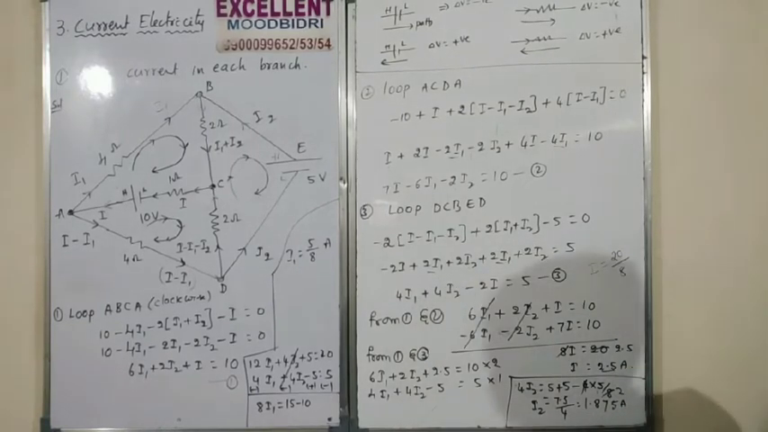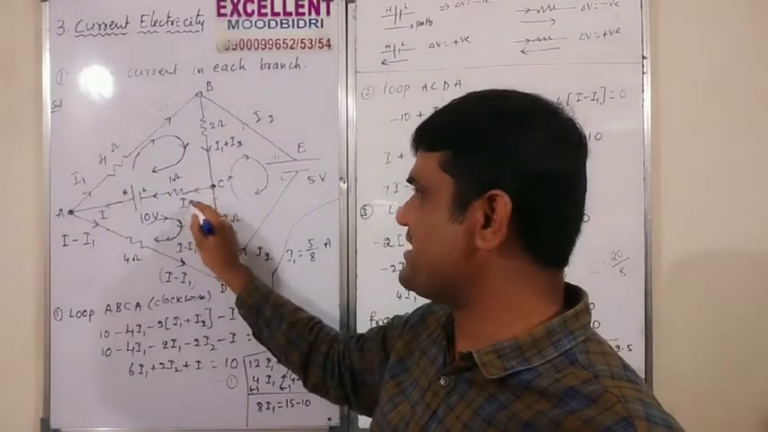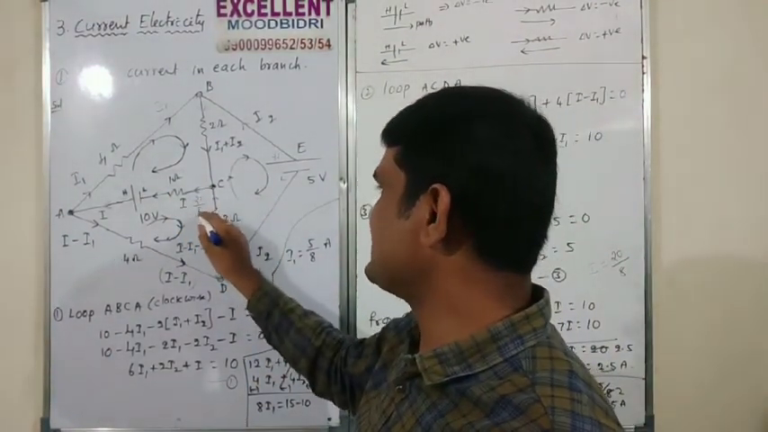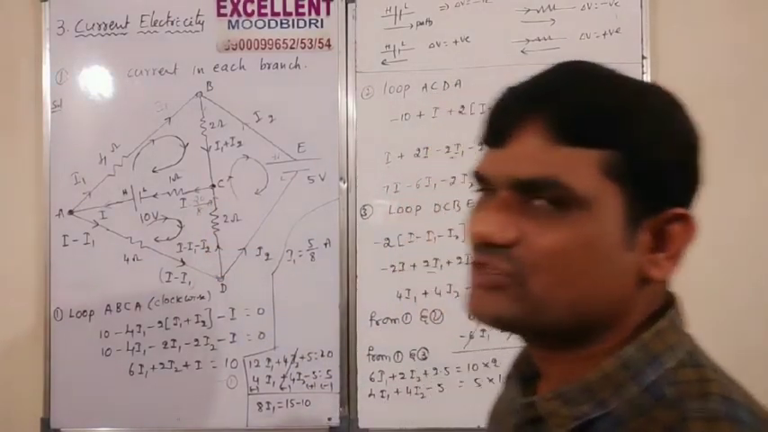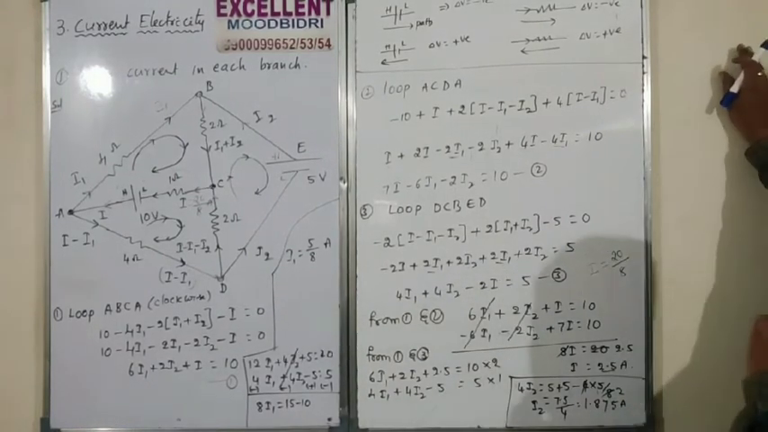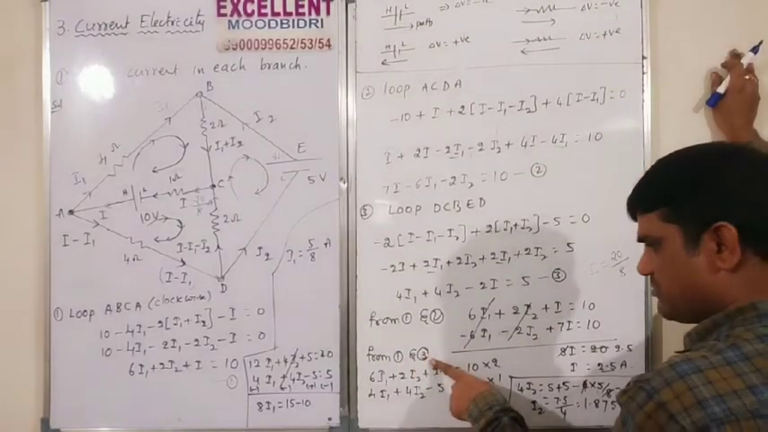So I A we got. I A is this branch. This branch current is equal to how much? So 20 by 8 amperes. One branch over. Next, I2 current and I1 current I want.